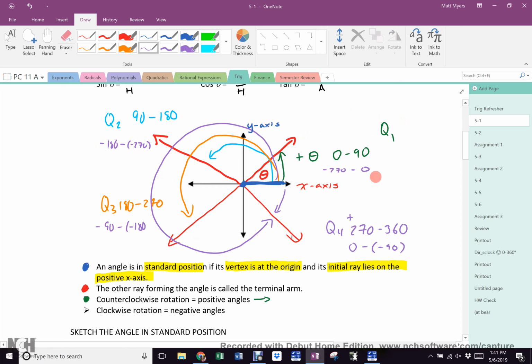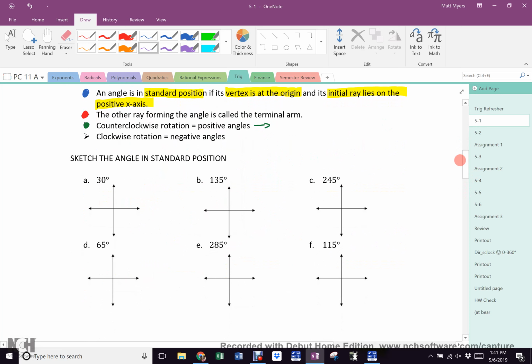Is everybody good? If I go up from the x-axis, it's positive. If I go down, it's negative. Everybody okay? All right, let's practice. Where is 30 degrees? What quadrant? First quadrant. I'm asking you to get out a protractor? No, just draw the line. But I want to see an initial, a terminal, and the 30. Everybody cool?